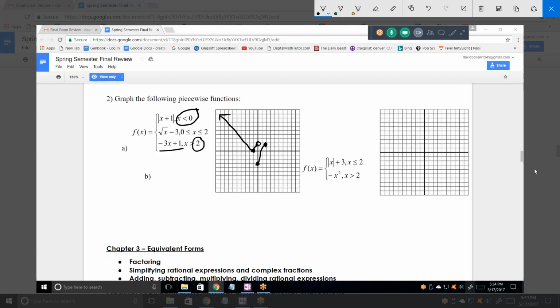You substitute it into that function right there. Even though it says x has to be greater than 2, we're going to substitute 2 to see where we start. Negative 5. That's where we're going to start, right? 1, 2, 3, 4, 5 with an open circle. That's where I start. Now, what's my slope?